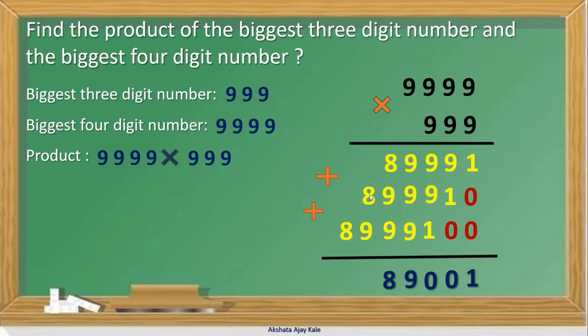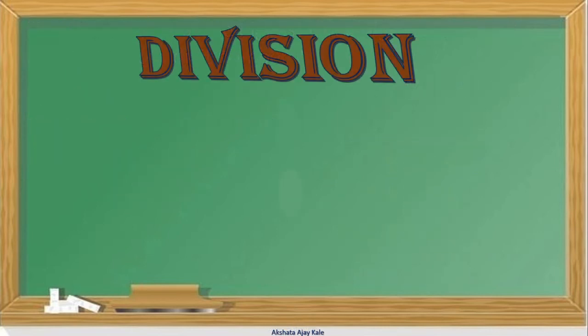2 plus 8, that is 10, plus 9 means 19. 9 we will write, 1 is carried over. Then 8 plus 1 is 9. Right? This is our answer, that is 99,89,001. This is the product of 9,999 by 999. Okay, we'll rub the board.